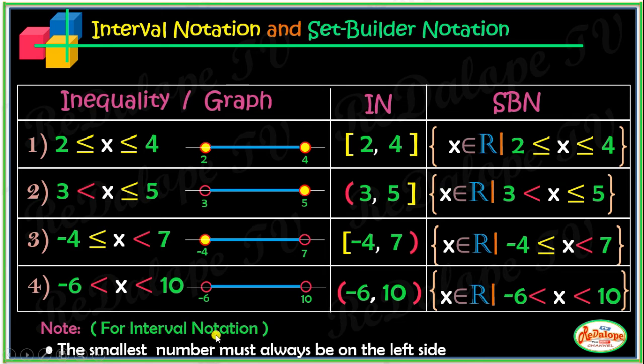Now, take note for the interval notation. The smallest number must always be on the left side. 2, 3, negative 4, and negative 6 are the smallest numbers. 4, 5, 7, and 10 are all bigger or larger numbers. Same thing with these: 2, 3, negative 4, negative 6 are the smallest numbers, and 4, 5, 7, 10 are the larger numbers.